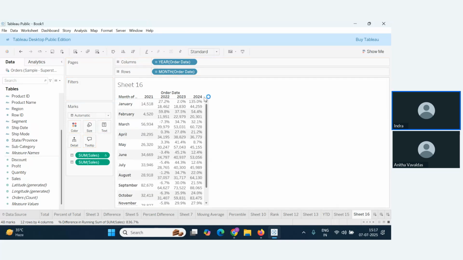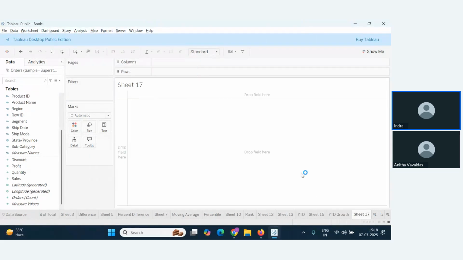This is better. This is much better. So from here to here, this is the growth rate, 27% from 2020 to 2021. Again, for January, this is the growth rate, 2%. Okay, 1846 to 1830. Then 18,830 to 44,259, for January only in 2024, the growth rate is 1.5%. In this way we find out the year to date growth rate from the beginning of the year, YTD growth. Let me rename this as YTD growth.